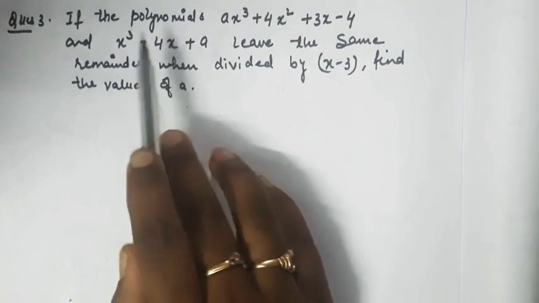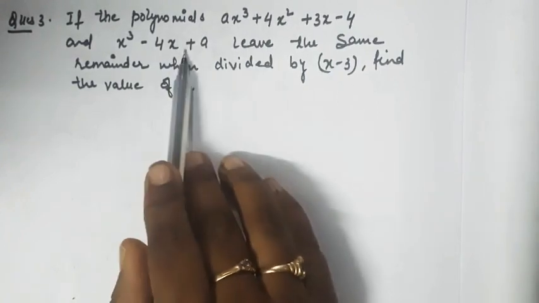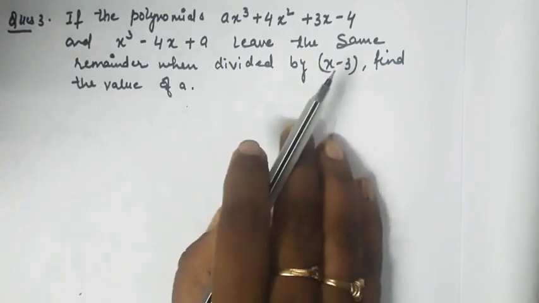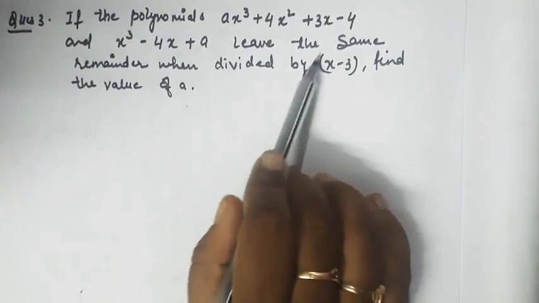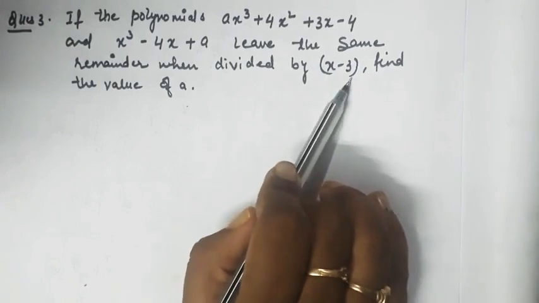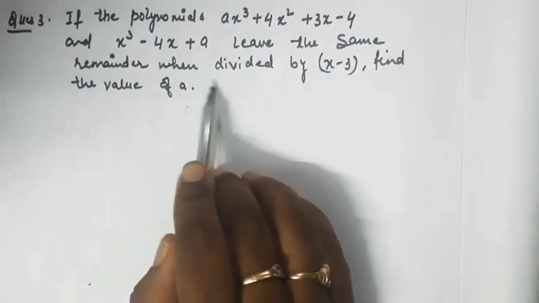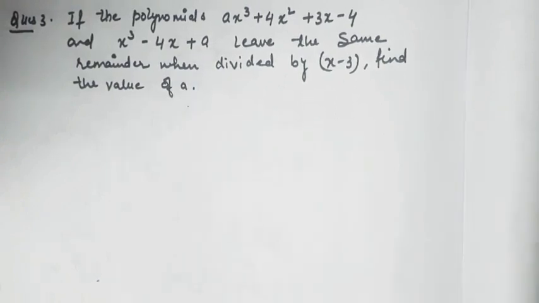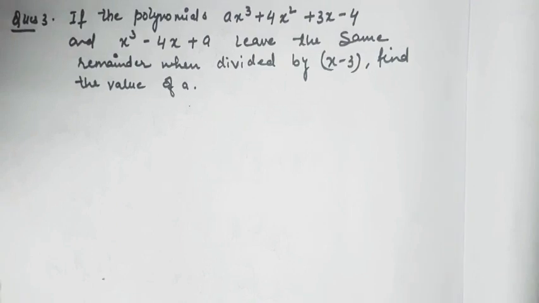Okay, see again, two polynomials are given to you and they are leaving the same remainder, meaning they have the same remainder when divided by x minus 3. We need to find the value of a from here. So we will proceed towards the solution. So here we go.